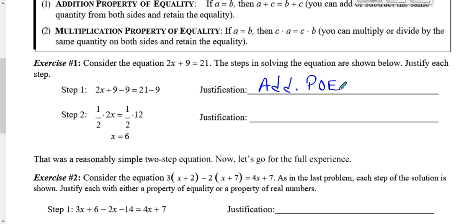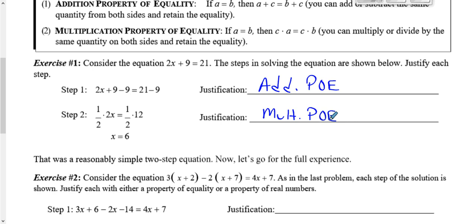So everything we do to solve equations is justified with some property. Now, what about this next step here? Really, aren't they now dividing both sides by 2? But they're writing it as multiplying by a half. So what property do we have here? The multiplication, we can call it POE, property of equality. Okay? Keeps both sides of the equal sign equal, right? Are you with me so far?